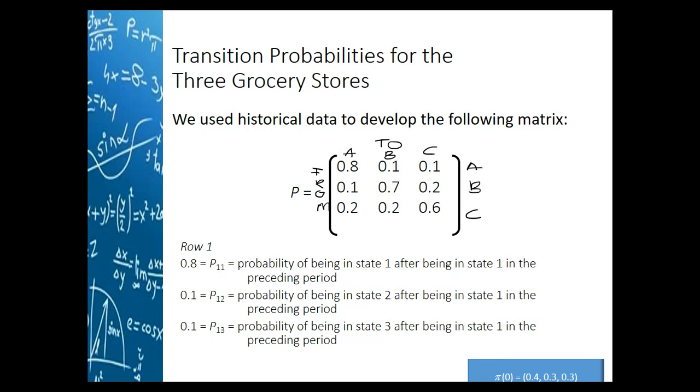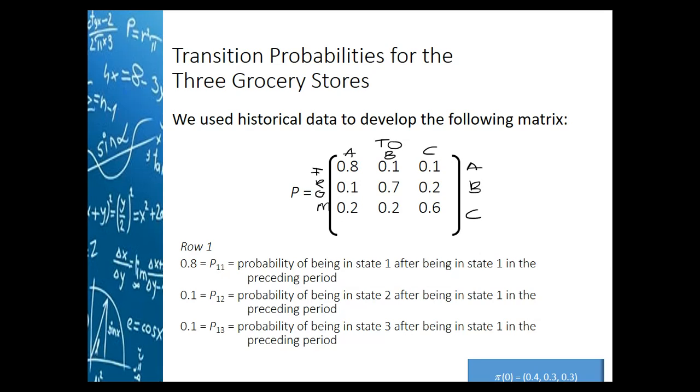Okay, it looks messy, isn't it? So this is your transition matrix right now. Your first line is referring to store A, your second line to store B, your third line to store C. Similarly, you do the same for your columns: store A, store B, and store C.